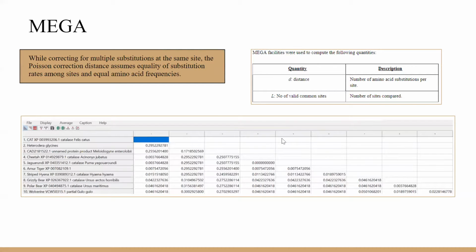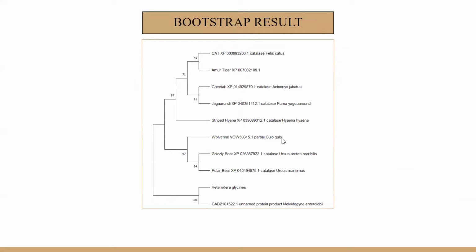We also do a bootstrap. So this is the result of bootstrap. Based on the bootstrap, the value on each branch indicates the bootstrap value. Note that a node receiving 100% bootstrap value indicates a strong support for the node. The node is for Heterodera glycines and the novel gene.